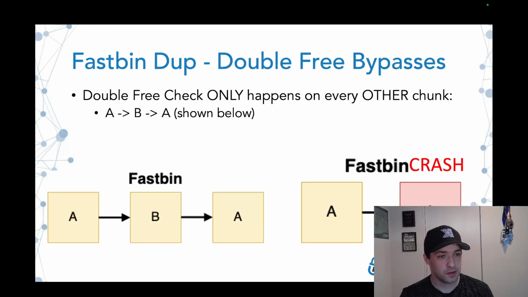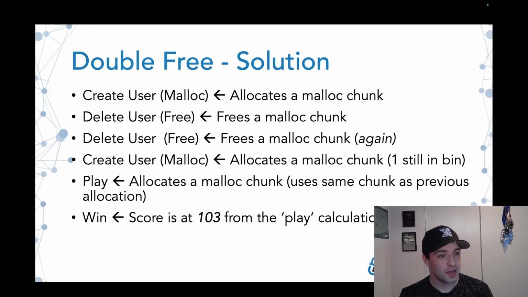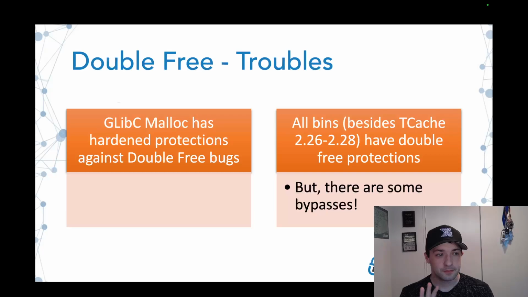We'll go over the challenge in a minute, but I want to talk about some difficulties with double frees first. So modern glibc actually has pretty good protection against double free bugs. The T-cache is the only bin that doesn't have any sort of double free protections, and that was only in 2.26 to 2.28. In newer versions, it actually has a parameter called key, and if that key value is set to a magic value, then it crashes because it knows it's been freed multiple times.